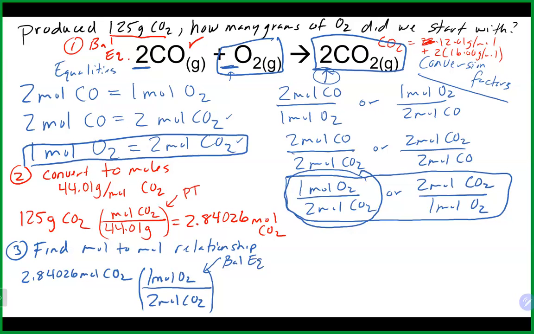Yeah, this is basically just a conversion. So we're going to basically take the number that I got going on there, and we're going to divide by 2. And that's going to give me 1.4201 moles of O2. Any questions up to there? Yeah.